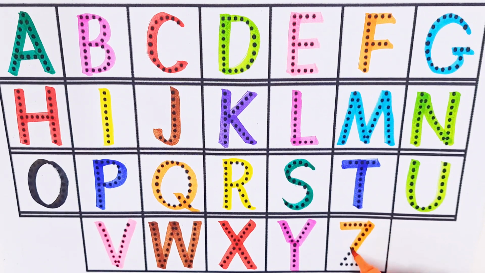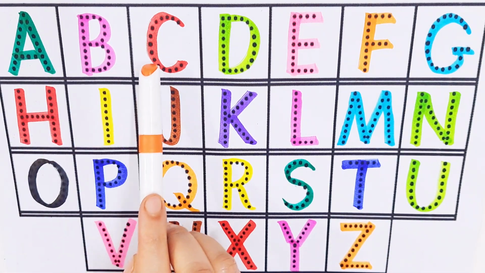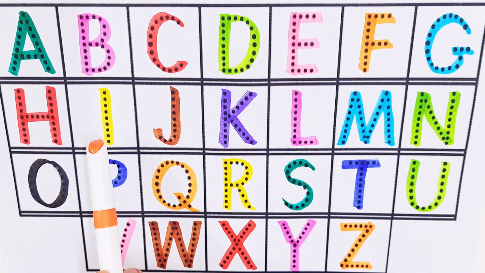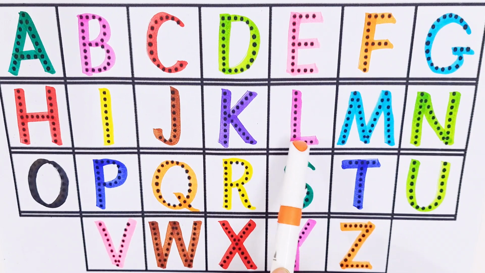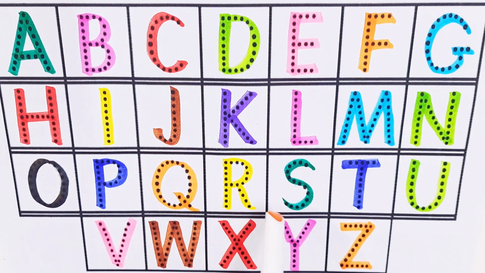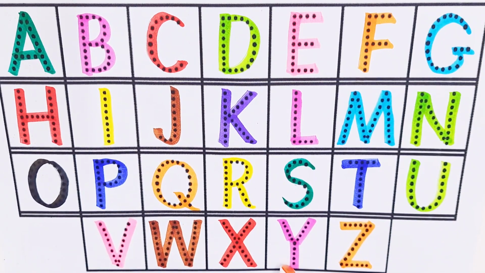Z for zoo. A, B, C, D, E, F, G, H, I, J, K, L, M, N, O, P, Q, R, S, T, U, V, W, X, Y, and Z.